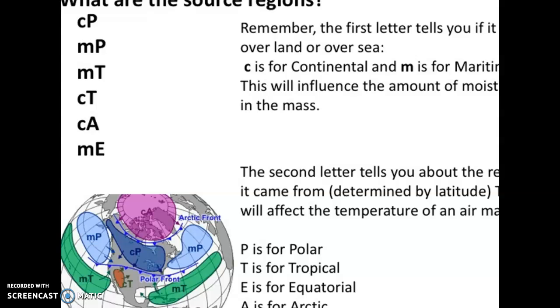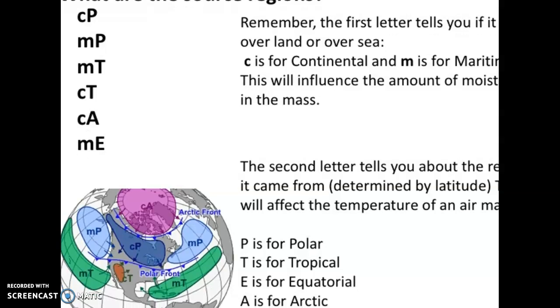So here's just a nice little slide that kind of breaks it down for you. So if you want to pause this slide and fill in the blanks in your chart on your scaffolded notes, they're pretty helpful. It gives you all the different codes for different air masses. It gives you what the source regions stand for. So go ahead and pause and fill in your notes.